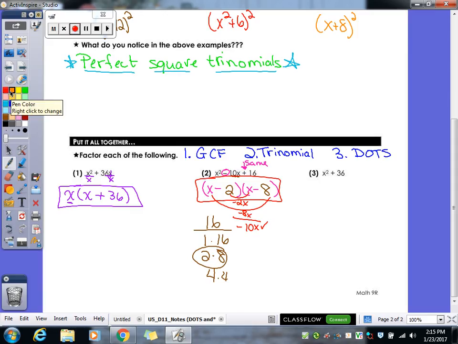And then number 3, we want to look through, do they have a GCF? And they don't, there's nothing in common here. It's not a trinomial because I don't have 3 terms. And it looks like a dots, but remember, it's not because of this plus sign. So this one is going to be prime.